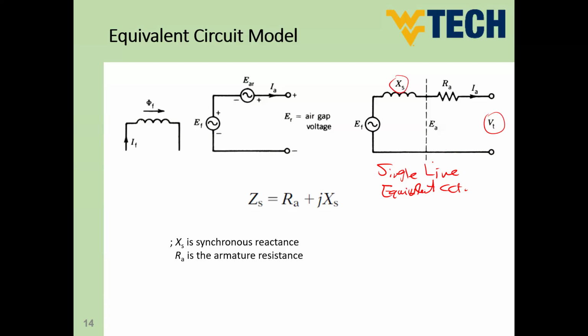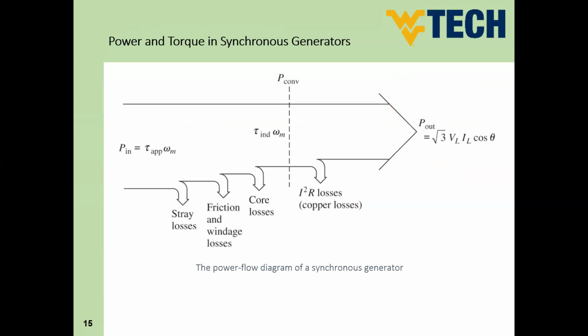So we can say that our equivalent impedance of the machine is ZS, where ZS is RA plus jXS. RA is the armature resistance, and XS is the synchronous reactance of the machine. The power flow of this machine, guys, is very simple. Let's see together the power flow in case of generating mode.